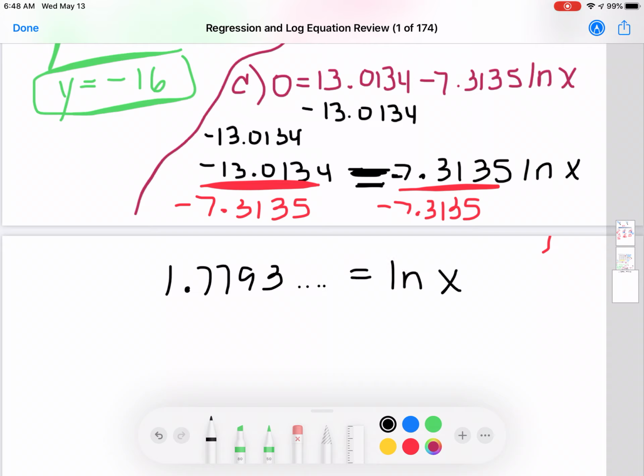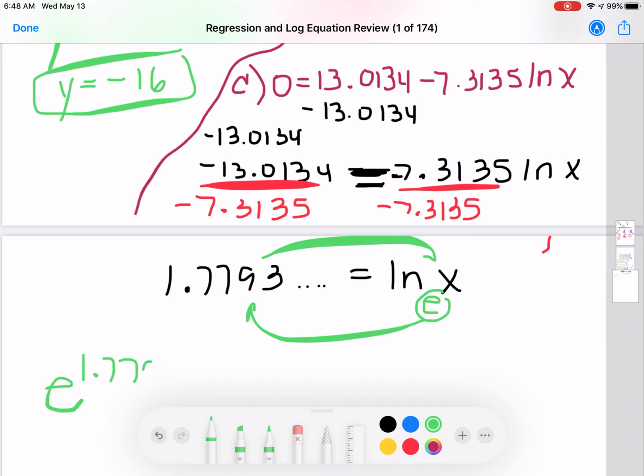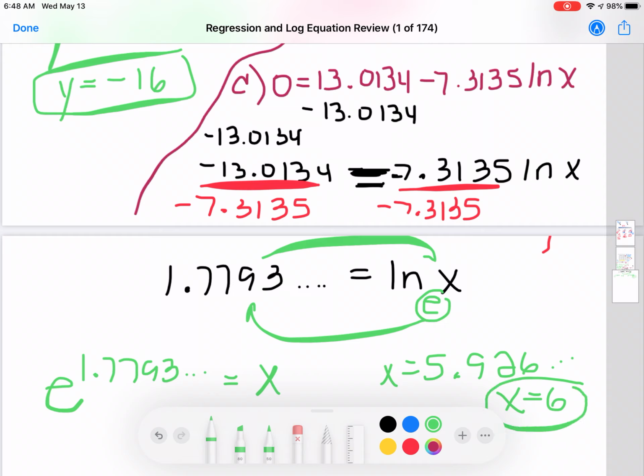1.7793 equals ln x. Now this is why I didn't want to do this question the other day, because I figured you would forget how to solve this. But now we know how to solve it, because we reviewed. When there's no base for ln, it's e. So this is e to this power equals x. So e to the 1.7793 equals x. And now we can just throw that right into the calculator, and we get x equals 5.926. They wanted us to round to the nearest mile, so x equals 6.